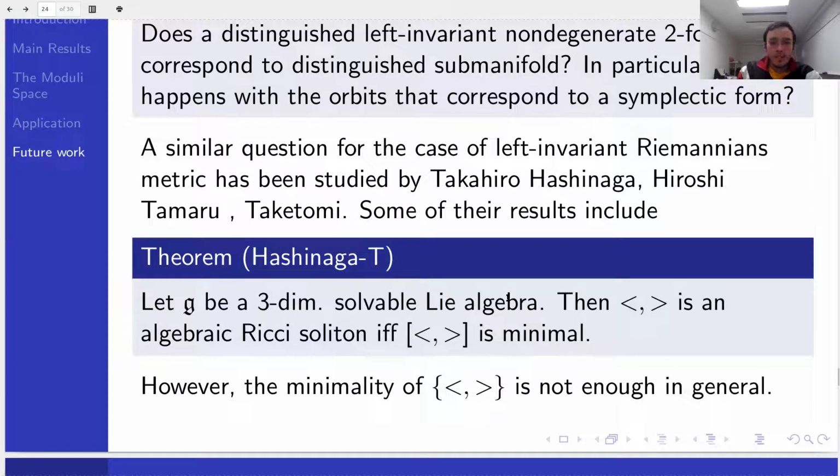So this result says that a metric is an algebraic Ricci soliton, which is a special kind of metric, if and only if in the orbit space this orbit is minimal. Well, in general this is not enough, but in the three-dimensional case this is very nice. So there is some information in the geometry of the orbit space that can help to search for nice metrics.